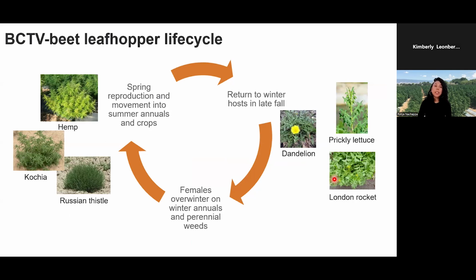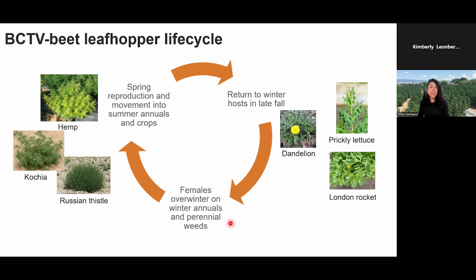The life cycle of the virus is closely tied with the leafhopper, because that's how the virus spreads. To date, we don't know of any other modes of transmission. There was one report of seed transmission of BCTV in petunia. We've been doing some experiments in our lab, but it's too early to confirm. So the cycle of the virus, of course, starts with the leafhopper.